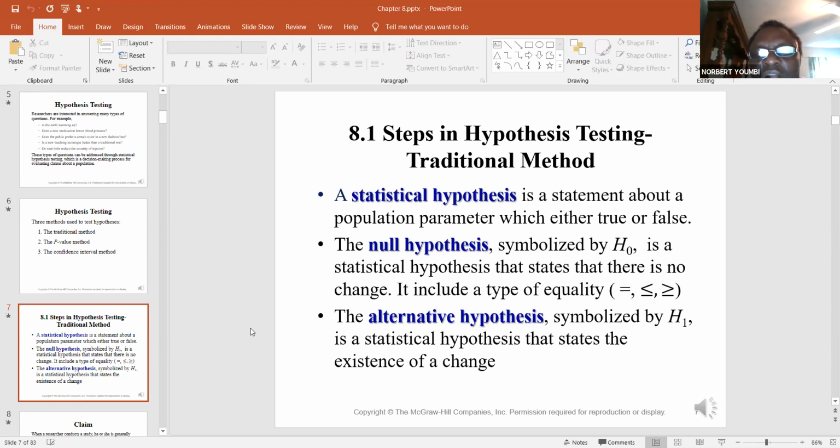The alternative or alternate hypothesis is generally the opposite of the null hypothesis. In statistical testing, we use the statistic corresponding to the parameter to make a decision about the null hypothesis.